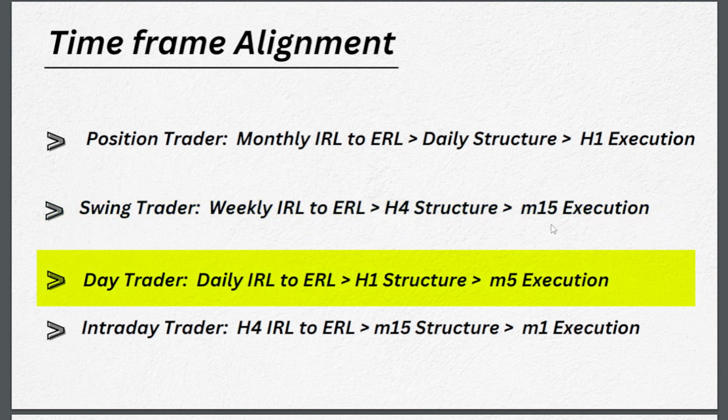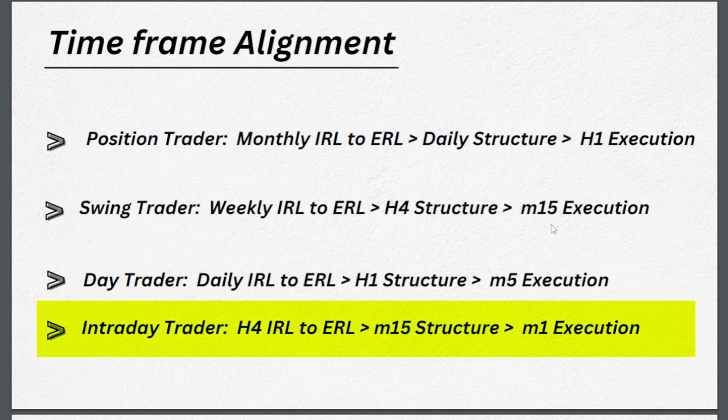But like me, if you are a day trader, then we will draw our internal range liquidity and external range liquidity in the daily chart. We will use the intermediate chart to draw our structure, which is 1 hour over here. And then we can take our entry in the 5-minute chart or 15-minute chart. But if you are an intraday trader, then we will use our 4-hour chart to mark internal range liquidity and external range liquidity. After market hits internal range liquidity, we will draw our structure in the 15-minute chart and we can take our entry in the 1-minute chart.